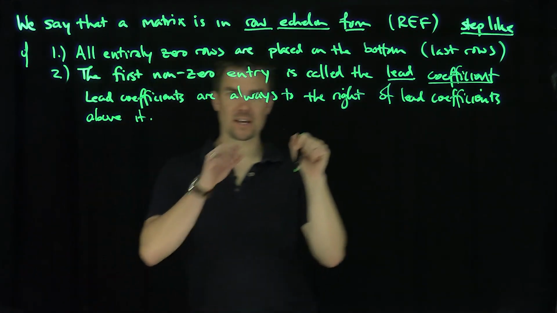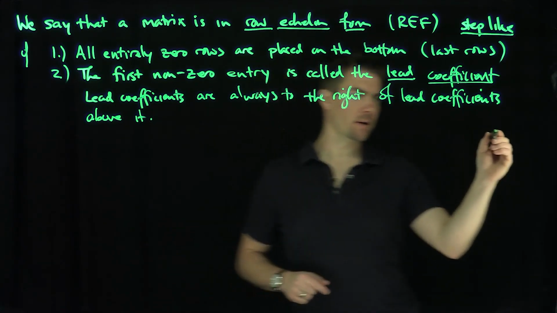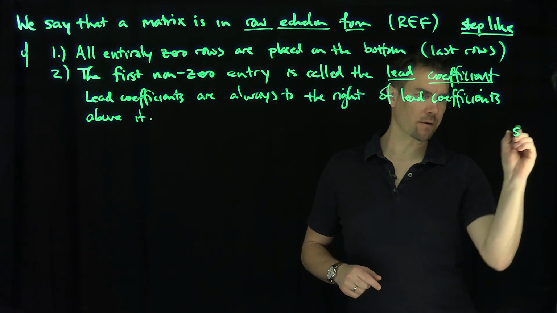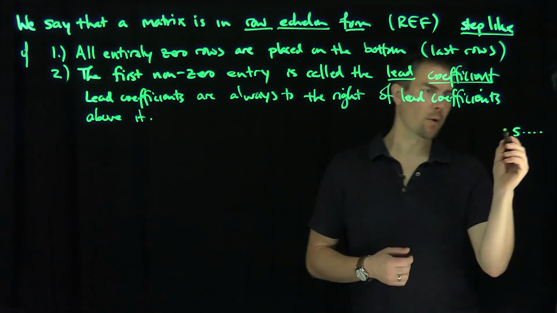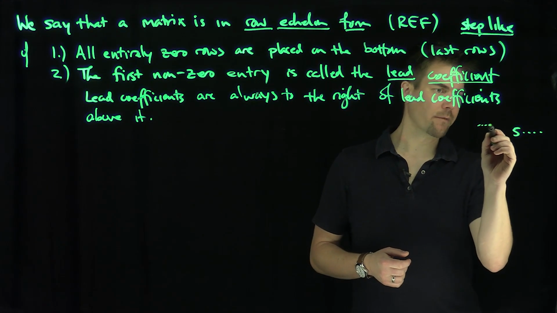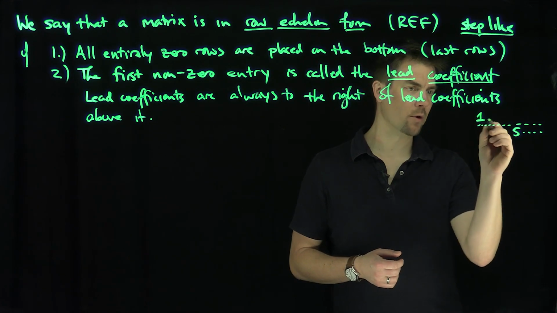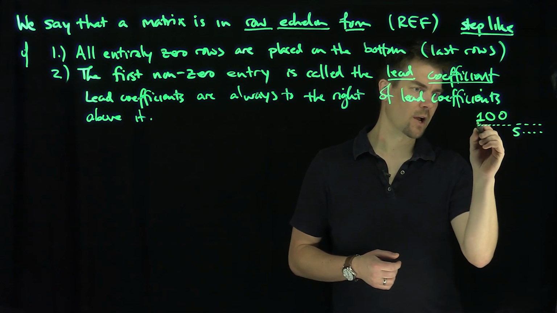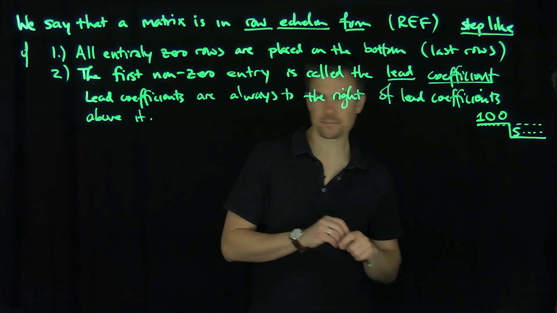In other words, if I have a coefficient, let's say a 5 over here, and that was my lead coefficient in this row, then the next lead coefficient over here had to be to the right of it, right? So that had to be like maybe like a 1 over there, maybe like a 0 to 0. But in other words, we get this step-like structure over here. So that's the step component of this.